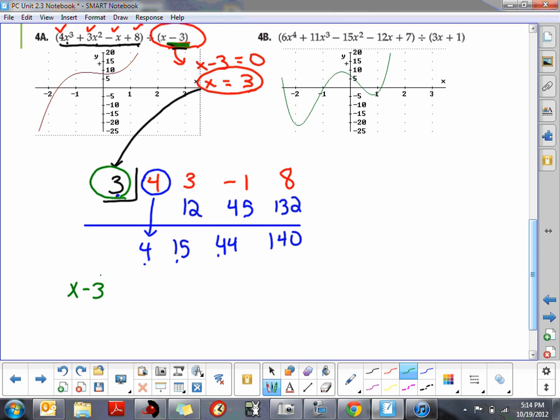And part of what we're trying to do is just use synthetic division to factor. So we have a factor of x minus 3. X minus 3 went into our original polynomial. And this is where you've got to concentrate a little bit. This thing here is your depressed polynomial.